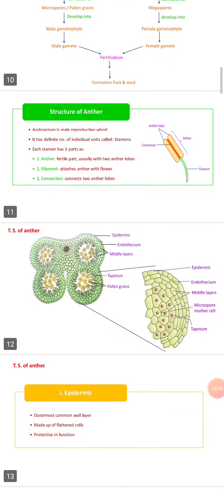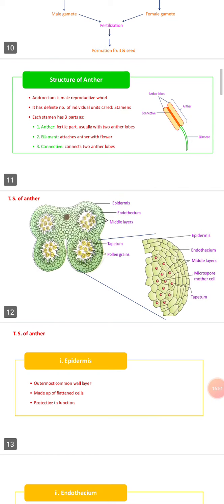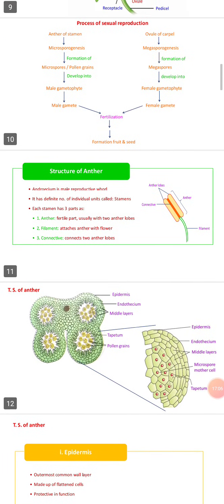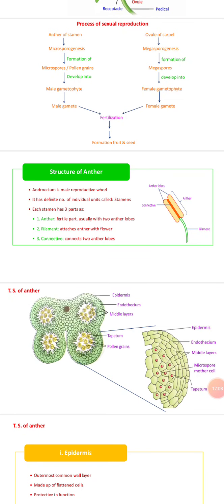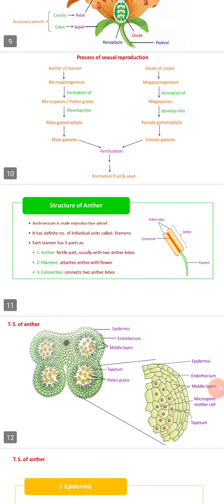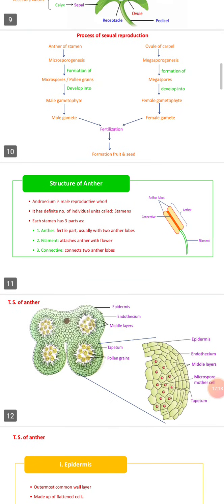If you just look at the TS of the anther structure, then you can easily make out the four chambers. Four different locules are present at that particular part. The MMC cells, microspore mother cells, are present, and they normally synthesize the pollen grain by the microsporogenesis process. The pollen grain is said to be the male gametophyte. Another name for the pollen grain is microspore.